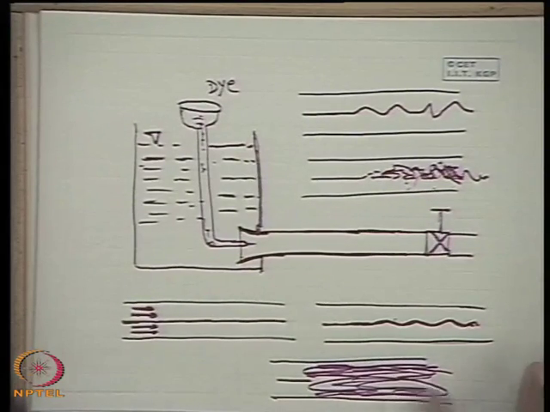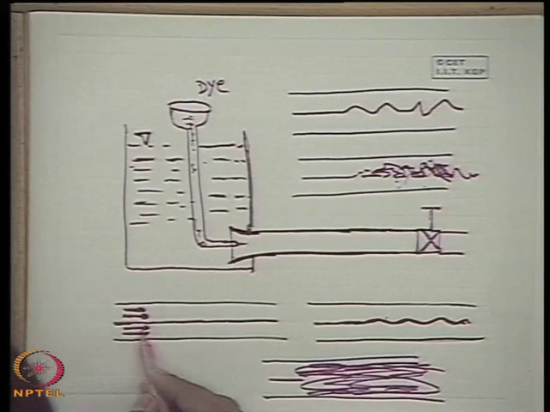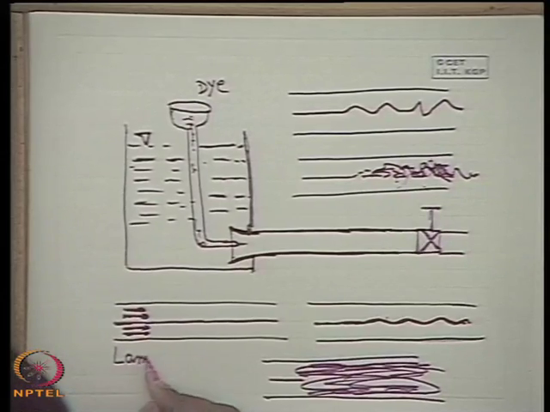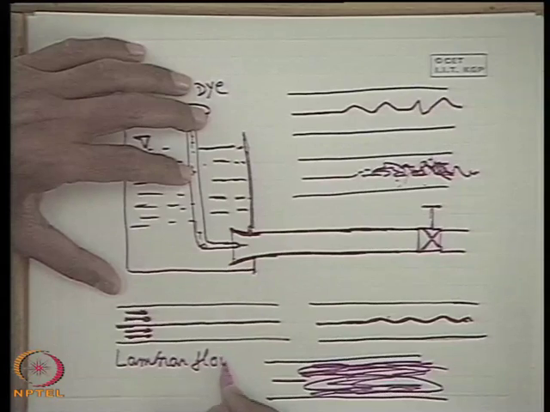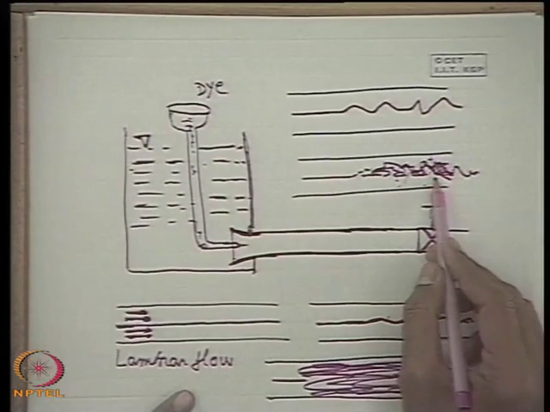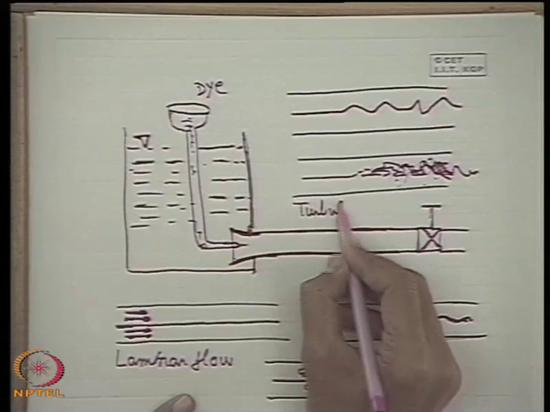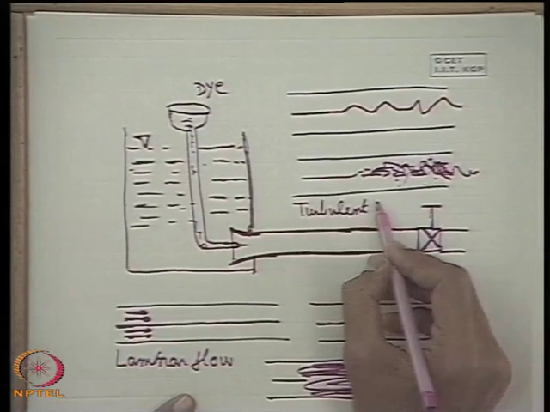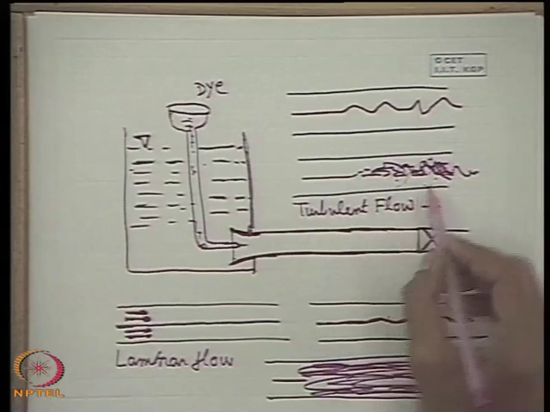So with this he concluded that there are two kinds of flow. One kind of flow is this, where the fluid flows gliding over each other in an orderly manner, which is known as laminar flow. And another flow, which takes place at a higher flow rate, is the turbulent flow, where the fluid has erratic fluctuations, and in this case the flow has different dimensions.